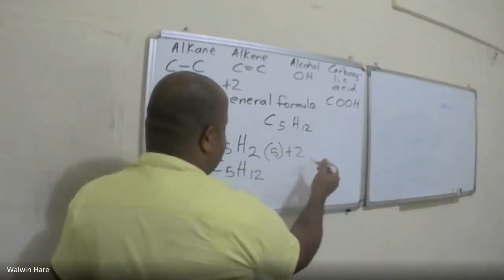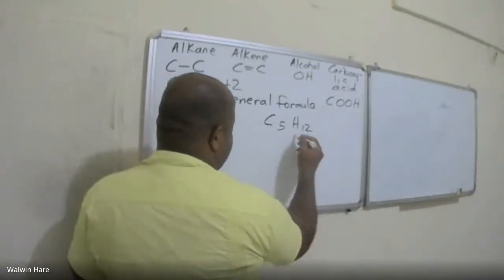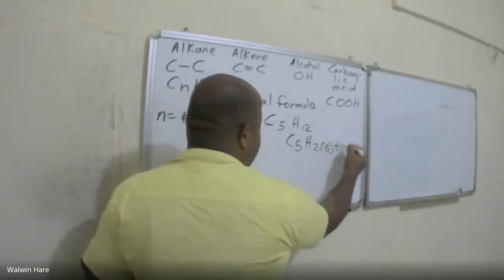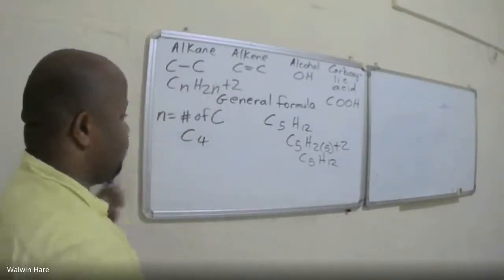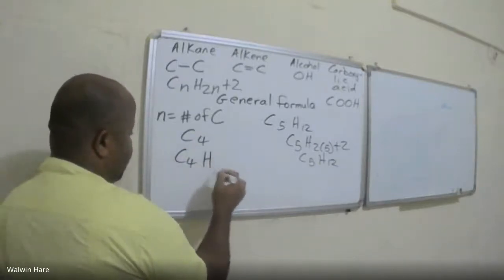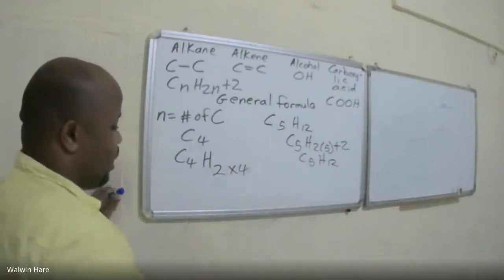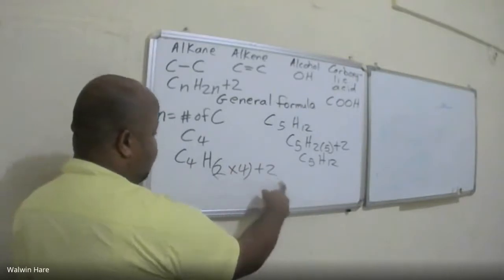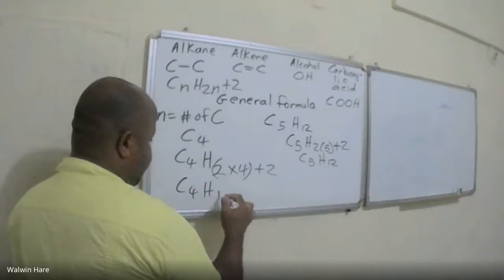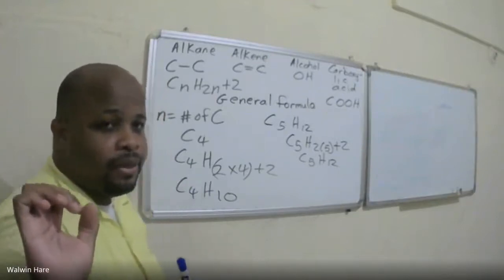Let's do one where we have C4. Let me carry this over. So I said C5H2 times 5 plus 2, so you get C5H12. Let's do our next one. If you have C4, again, any amount of carbon atoms you have, you multiply it by 2. So 2 times 4, and then you must also add 2. So 2 times 4 is 8, 8 and 2 is 10. So we get C4H10. Anybody have any question? Are we good? Any question? All right. No, sir. All right.